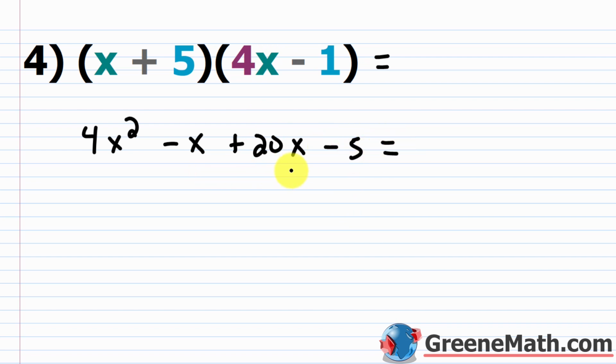So again, when you perform this operation, you see that you have these like terms in the middle from doing the outer terms and the inside terms. So what we want to do is just simplify here. So I'll have my 4x squared.